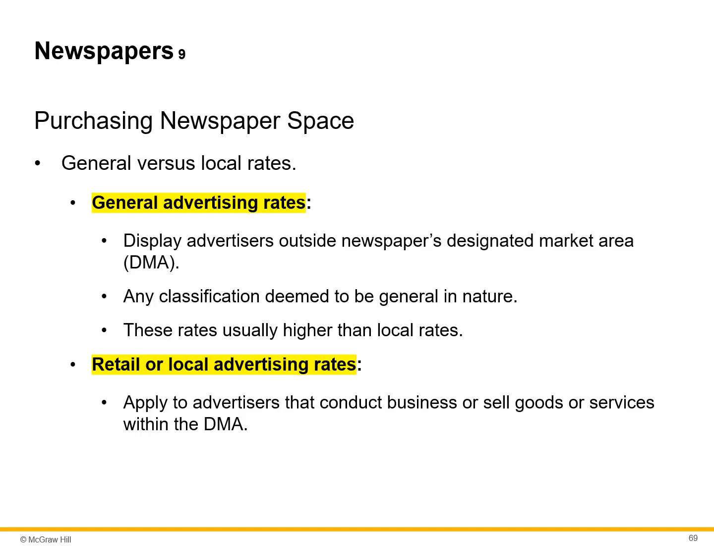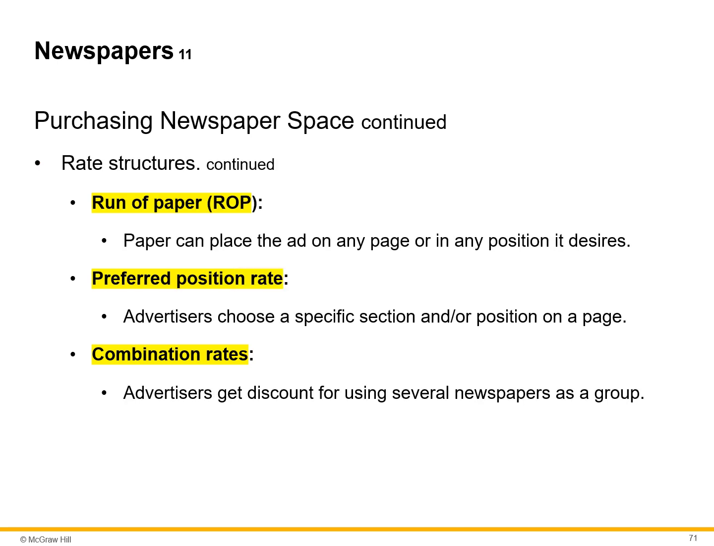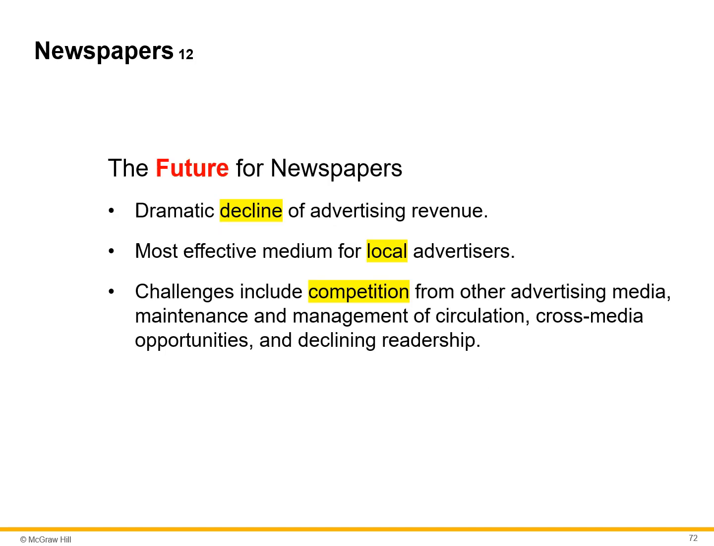How do you pay for newspaper space? You could be charged general advertising rates or local advertising rates. For rate structure, newspapers often charge by the column inch. The column is fixed on a newspaper, so they charge by every inch of it. There are standard advertising units, and flat rates or open rate structure, so you know what that is. There is a run-of-paper rate, which is normally cheaper, a preferred position rate, which is normally more expensive, and combination rates, so it depends.